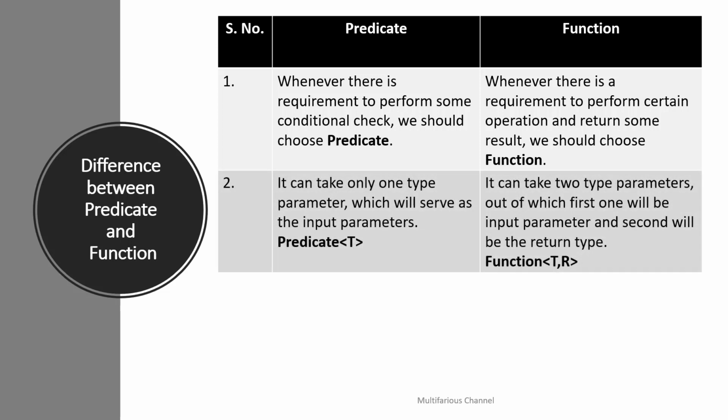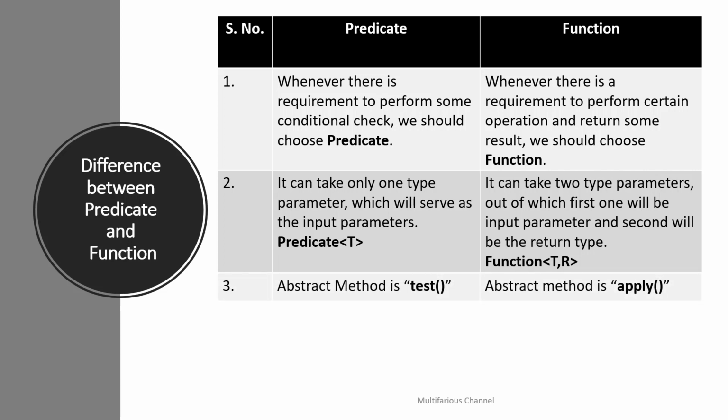A Predicate can take only one type parameter, which will serve as the input parameter. So Predicate is written as Predicate<T>. When it comes to Function, a Function can take two type parameters, out of which the first one will act as an input parameter and the second one will be the return type. So Function is written as Function<T, R>.